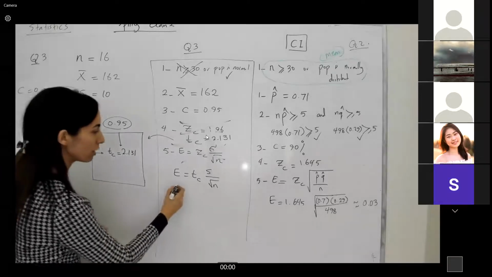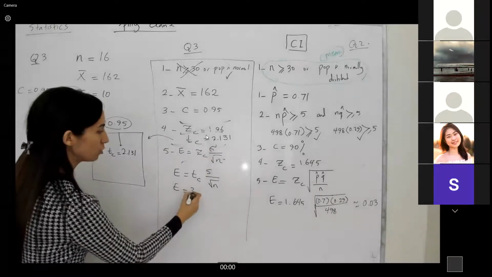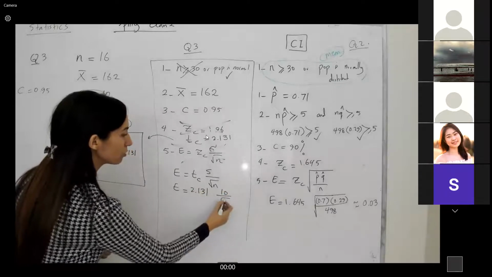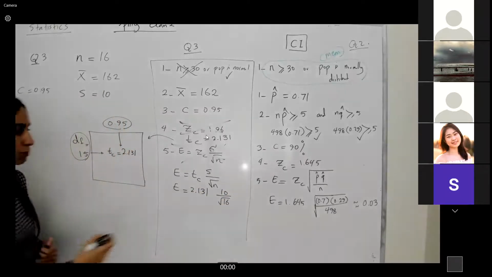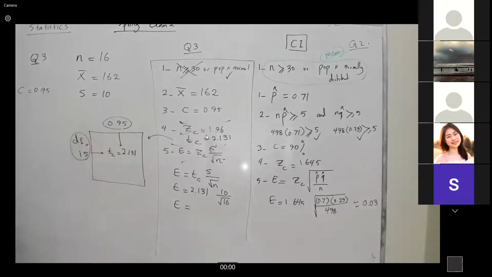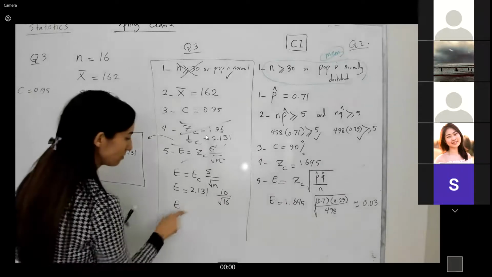Your margin of error E is 2.131 times 10 divided by square root of 16. What's the margin of error? Approximately 5.33.